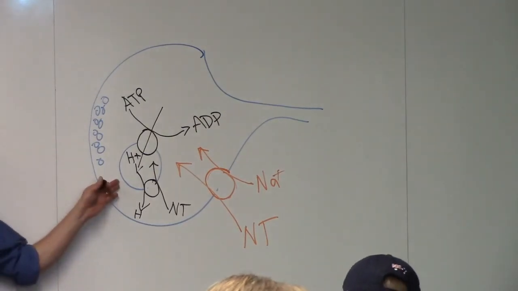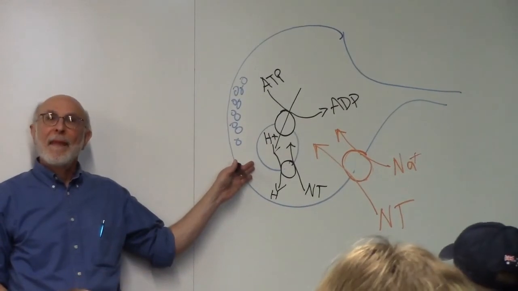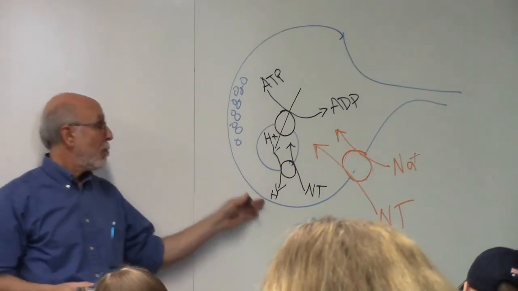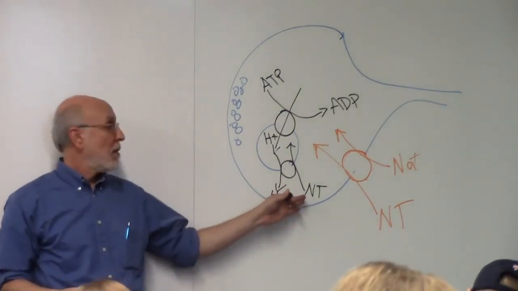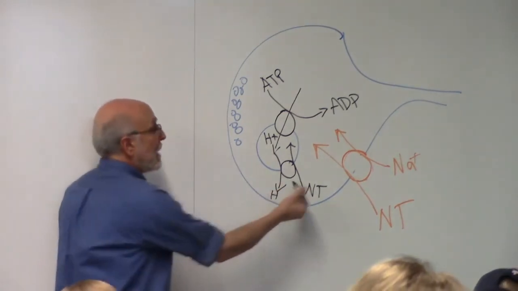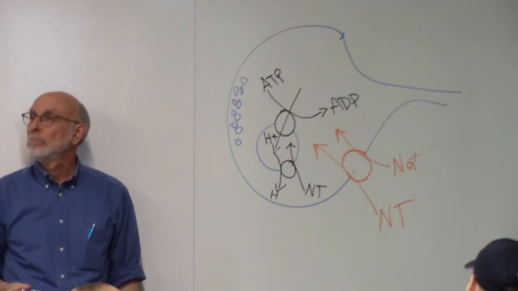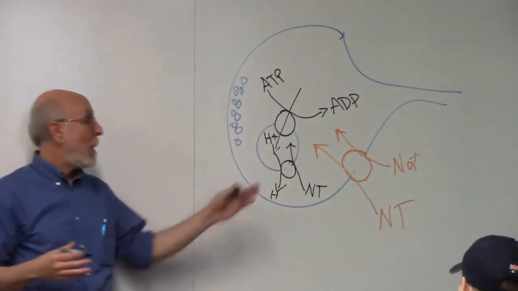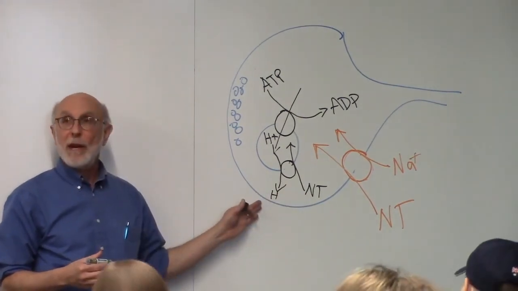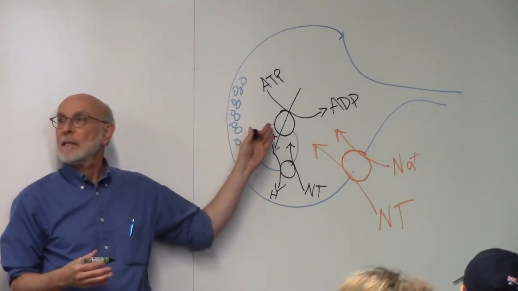What do we call this protein? It's an antiporter. It's an exchanger. It's a proton neurotransmitter exchanger. Neurotransmitter is getting pumped into the synaptic vesicles. The energy for that pumping of neurotransmitter is coming from the proton gradient that came from the proton ATPase.